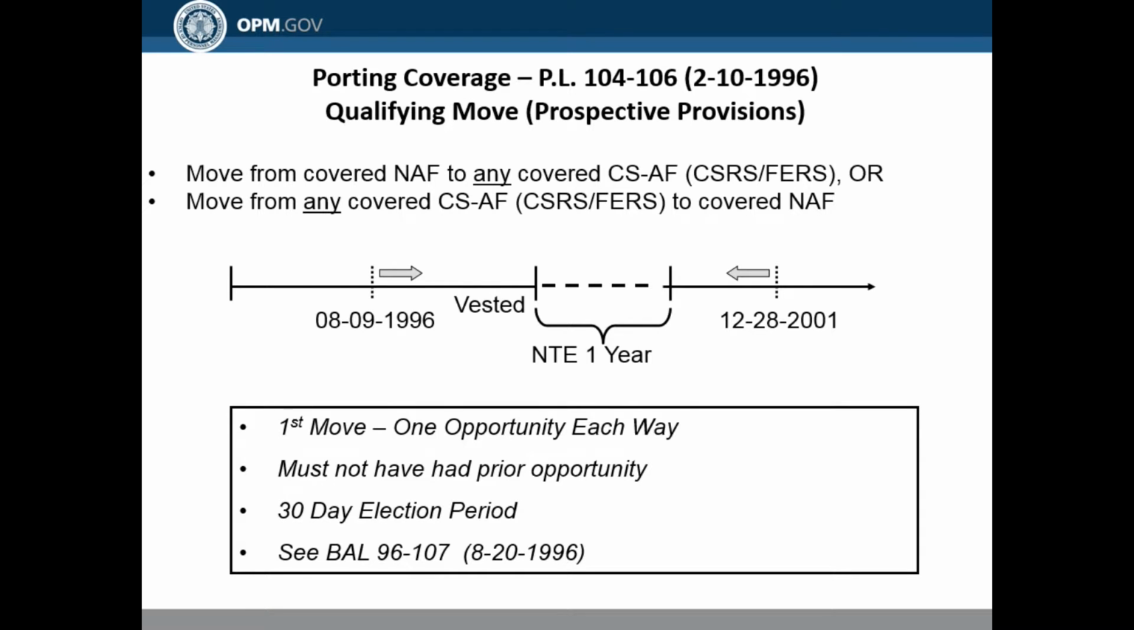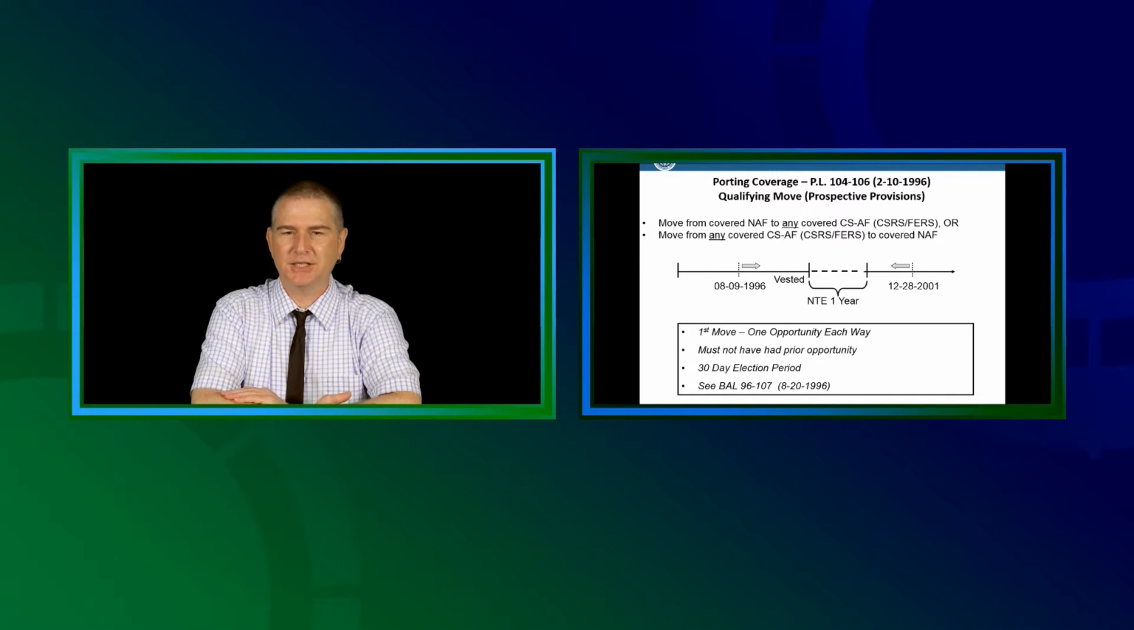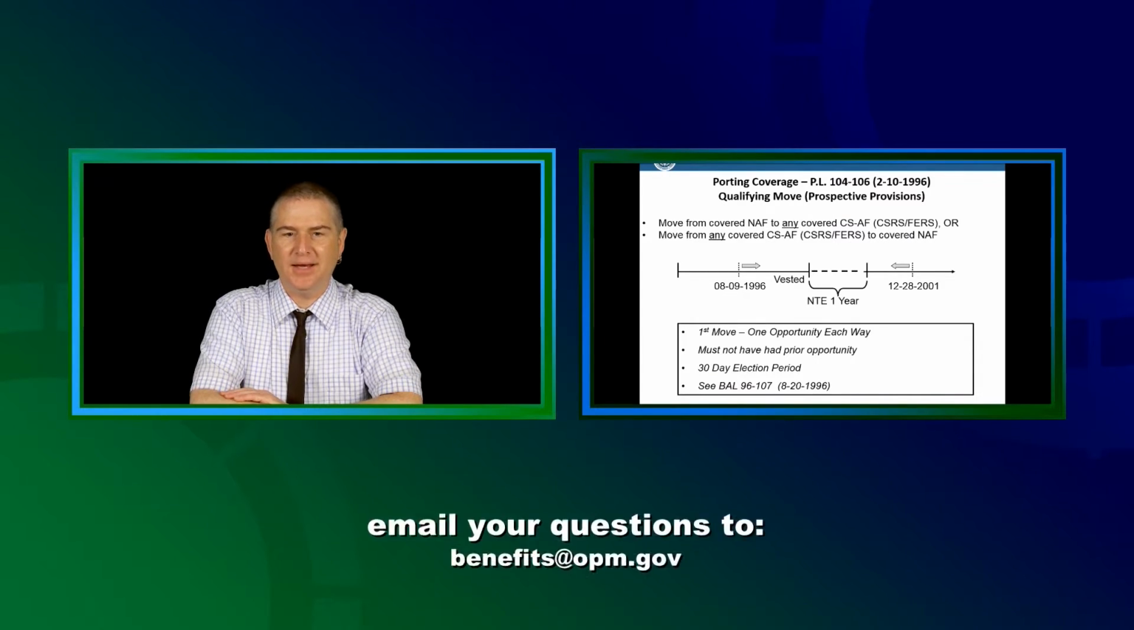Again, if you move from a covered non-appropriated fund position to an appropriated fund position, either CSRS or FERS, or vice versa, move from a covered appropriated fund position to a covered NAF position, and you made that move from 8/9/96, were vested in that plan, had a break of less than a year, and did that before 12/28/2001, then you have one opportunity each way to move. You must not have had a prior opportunity to port your coverage.